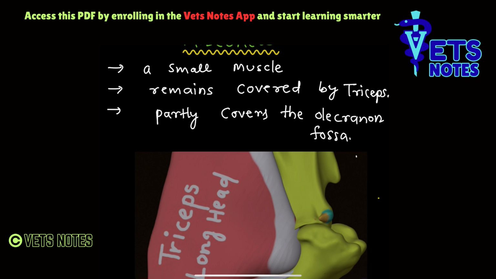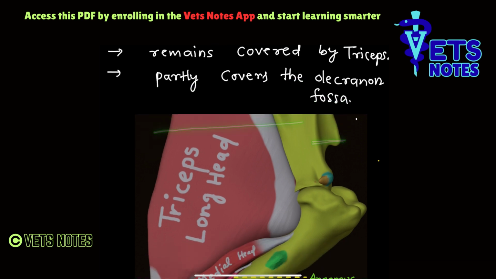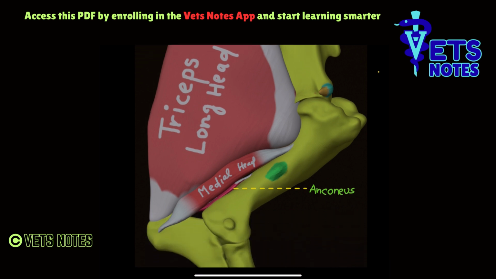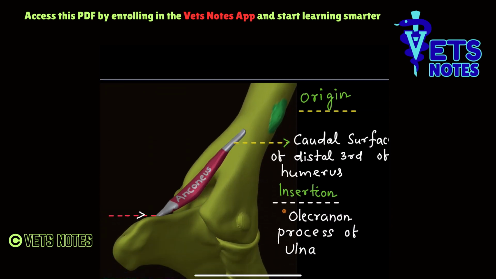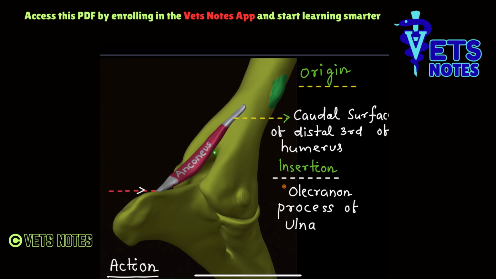This point is very important. This muscle partly covers the olecranon fossa. Means just above the olecranon fossa you will find the muscle. You can see. So you can clearly see here. So this fossa is the olecranon fossa. Okay. So the muscle is over the olecranon fossa and it is partly covering the olecranon fossa.